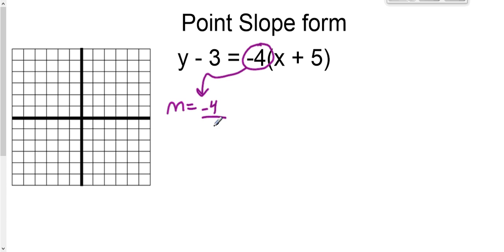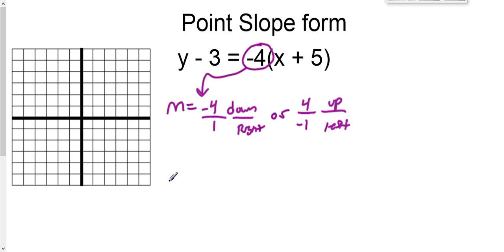It is still a fraction, so it's negative 4 over 1. So we will be moving down and to the right. We could move the negative to the bottom number. This means we would move up and left. Same line, just two directions on the same line.